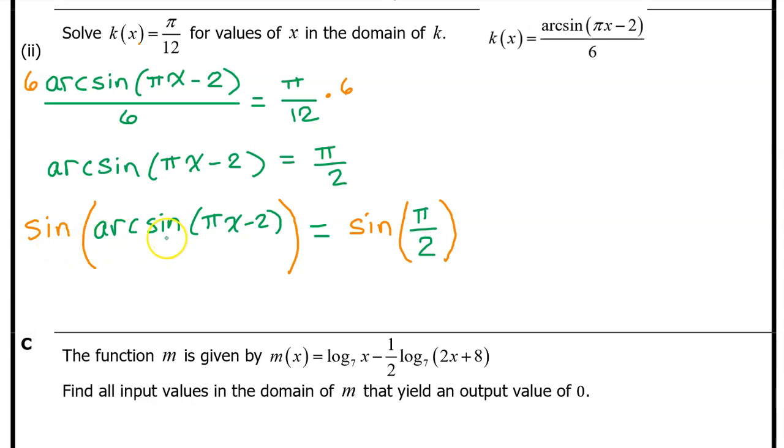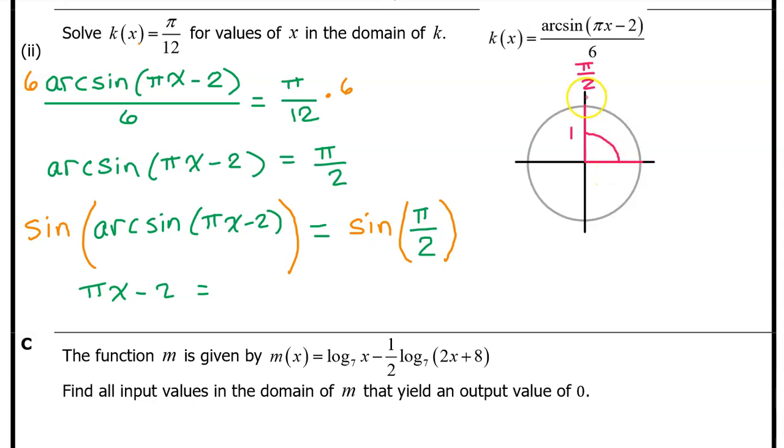Sine and arcsine are inverse functions, so you can cancel out arcsine by taking the sine of both sides of the equation. On the left side, that will leave behind the pi x minus 2. What is the sine of pi over 2? Pi over 2 radians is right here on the unit circle, and the coordinates of this point are 0, 1. Sine theta is equal to the y value on the unit circle, so the sine of pi over 2 is 1.